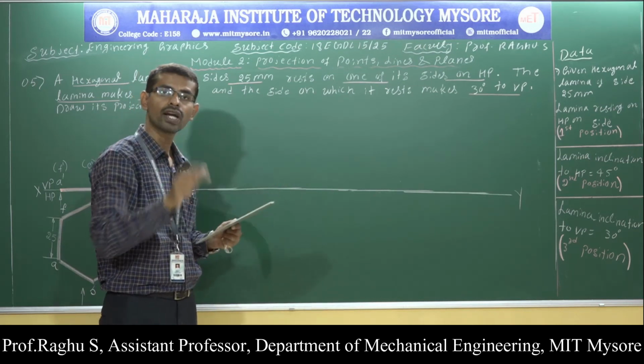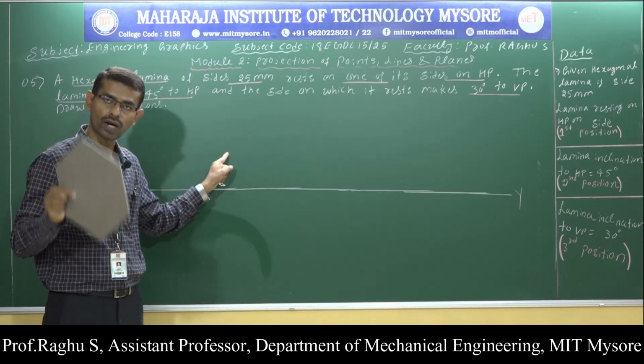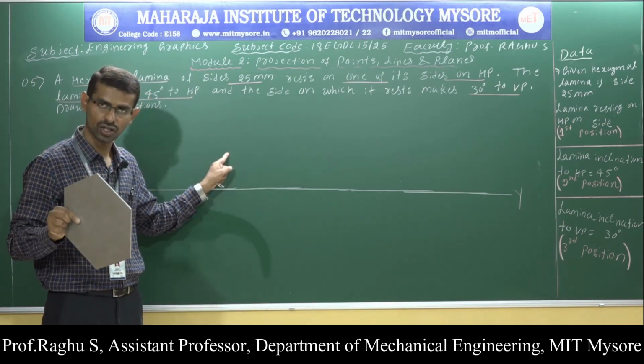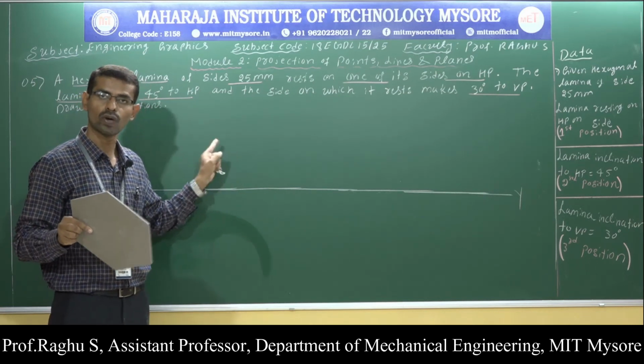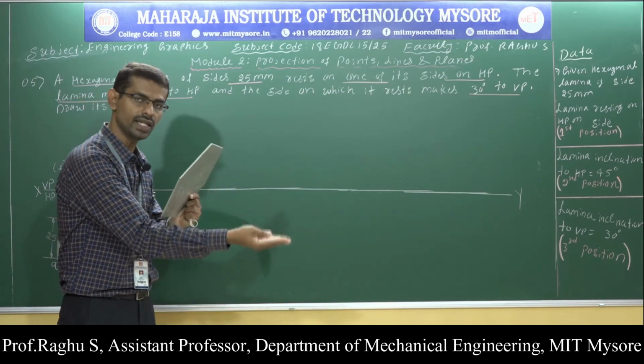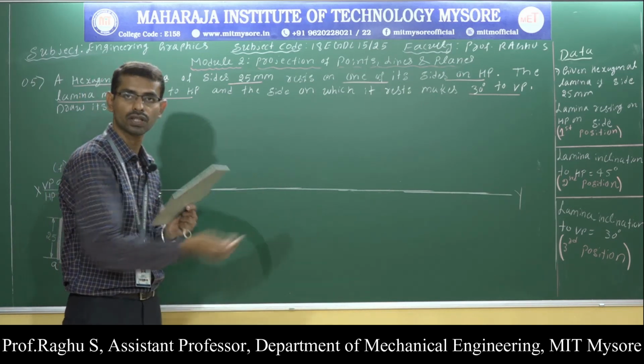Now, where should I write the front view, on the VP plane or HP plane? On the VP plane. In the front view I am going to see the inclination, so the front view comes on the vertical plane. Now write the front view here. So what is the front view? The front view is the inclination of the lamina, 45 degrees with respect to HP.